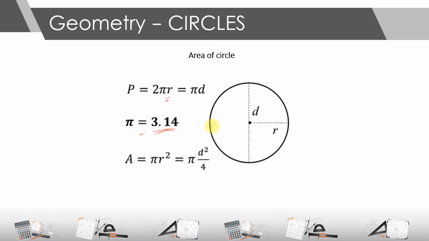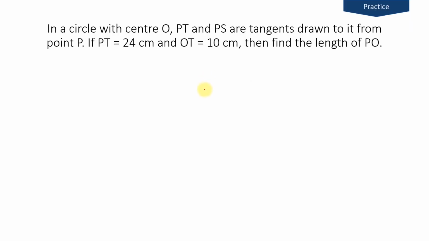The value of pi which we use for calculation purposes is 3.14. There are a lot of digits in the decimal places, but we just need to remember that pi is equal to 3.14. To find the area of a circle, we can use pi r squared or pi d squared by 4. So if you replace r by d by 2, you will get pi d squared by 4. So area is pi r squared and perimeter or circumference is 2 pi r. Now let us look at some practice questions to understand these concepts better.